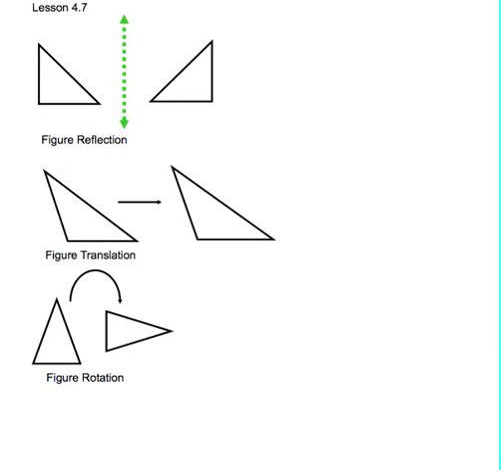So basically, you just flip the figure, and you can flip it whichever way you want, as long as the points are the same distance from each other that they were in the first place. Alright, that's lessons 4-1, 4-4, 4-5, and 4-7.